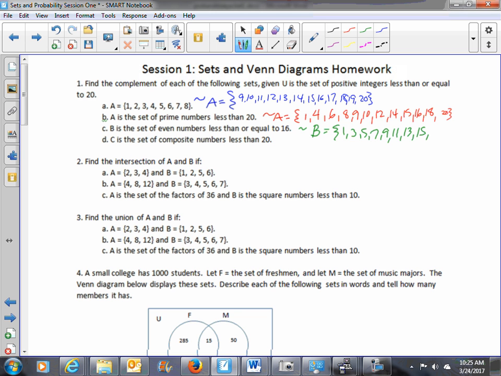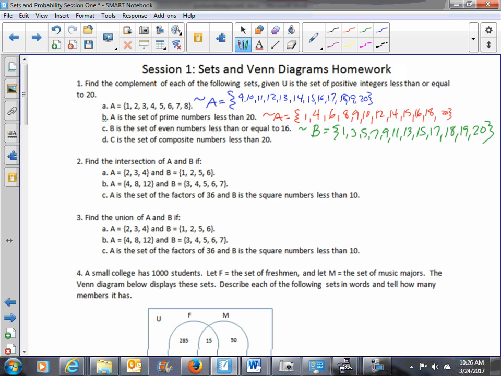Now, less than or equal to 16. Now, 16 is in B, so 16 wouldn't be in the complement of B. 17 is in B complement, and 18 is in B complement because it's not in B. 19 and 20. Okay, so the set of B complement would be this set.